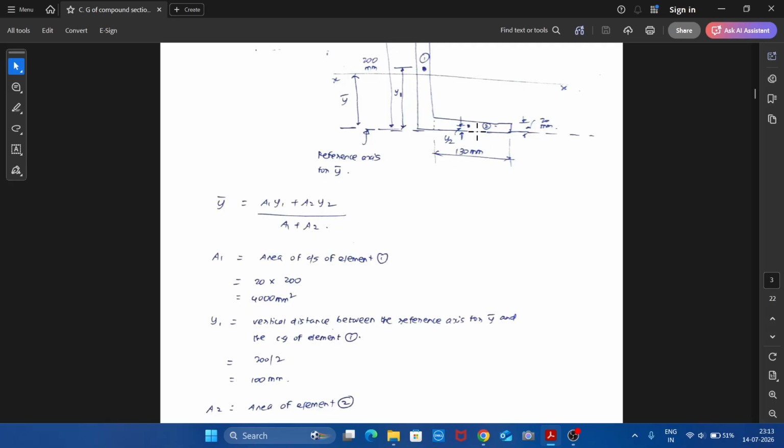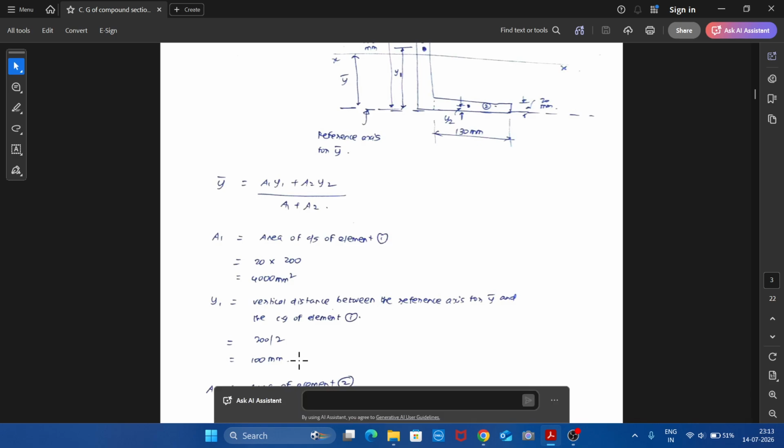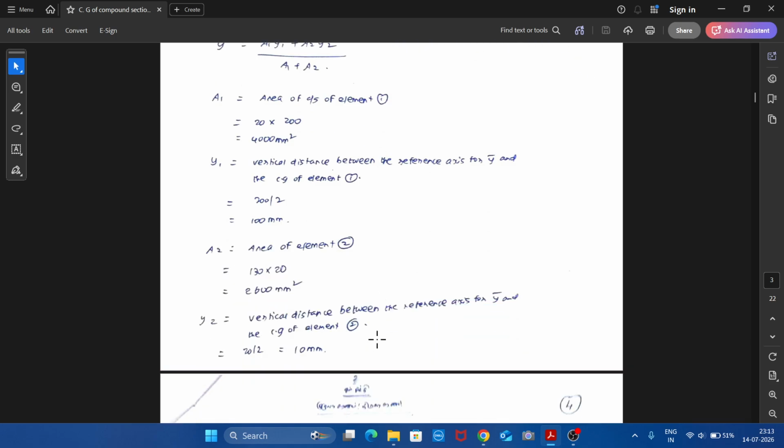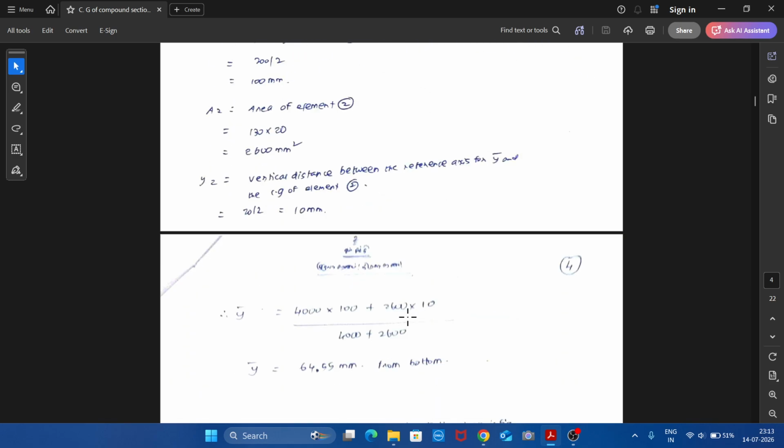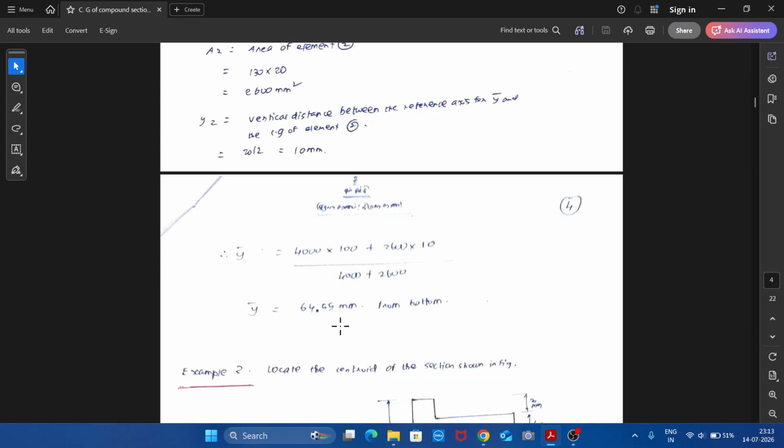Then y2. So y2 again apply the definition. That is, it is the vertical distance from the reference axis for y bar to the CG of element 2. So here the distance marked here. So y2 is from the reference axis for y bar to the CG of element 2. Vertical distance, that is more important. All y refers to vertical distance. So this will be 20 divided by 2. y2 will be 20 divided by 2, 10 mm. Therefore, we can find the y bar as, say, 64.55 mm from the bottom. So this is more important. So this is how we need to locate the centroid of sections.